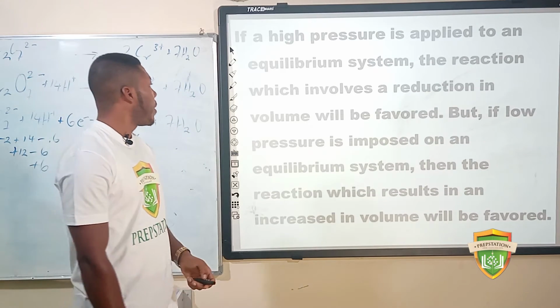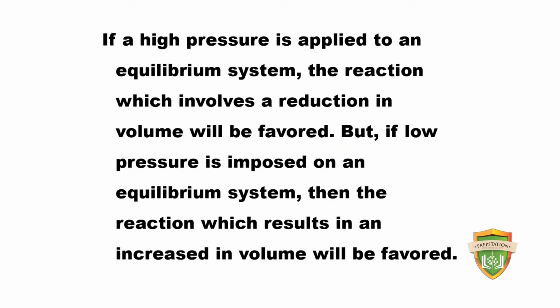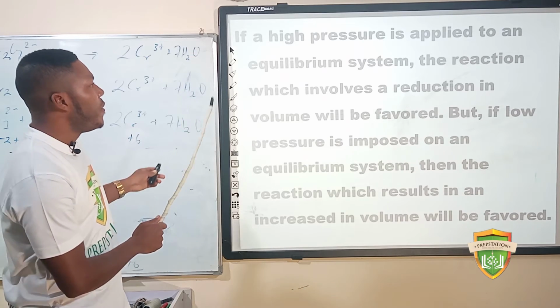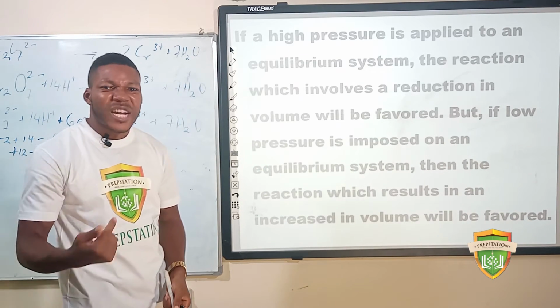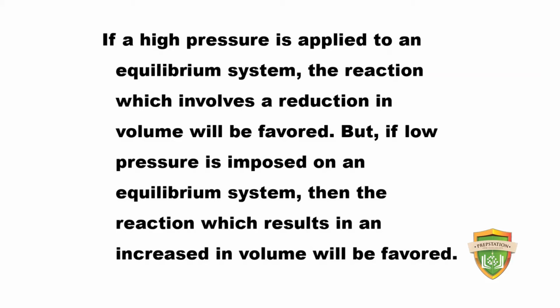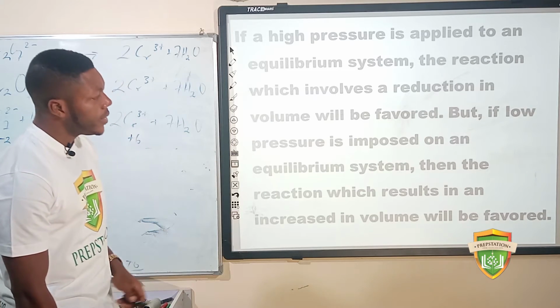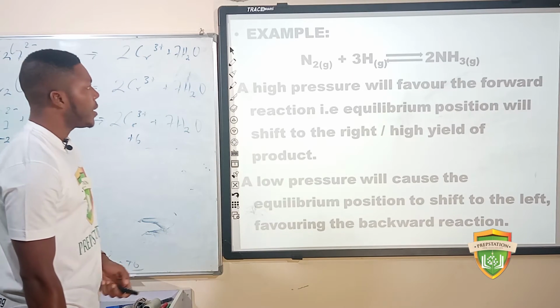Let's take an example. Okay, more tips. If a high pressure is applied to an equilibrium system, the reaction which involves a reduction in volume will be favored. That means that high pressure favors low volume of gaseous substance in the equation. But if low pressure is imposed on the system, then the reaction which results in an increase in the volume will be favored. This tip is very, very important. So note it. Let's apply it.